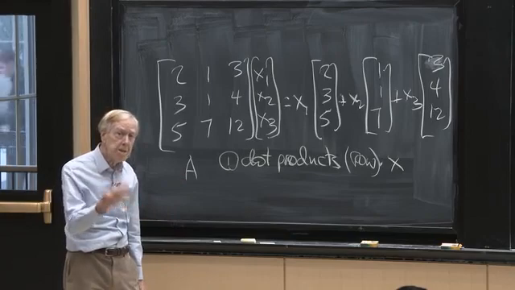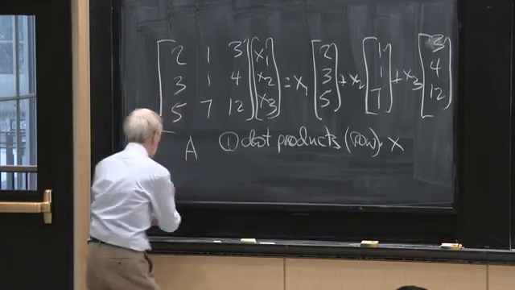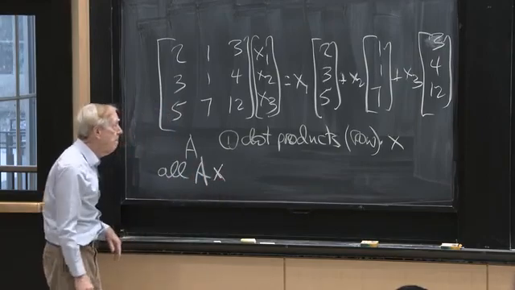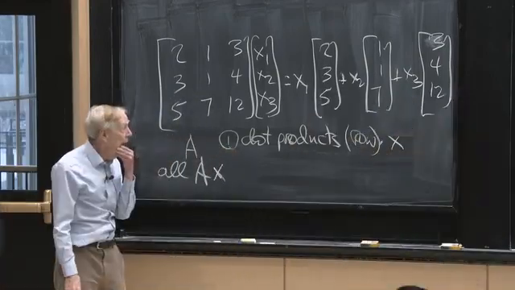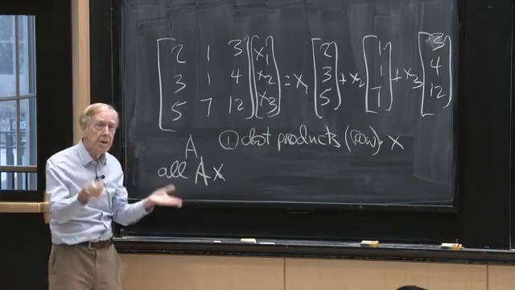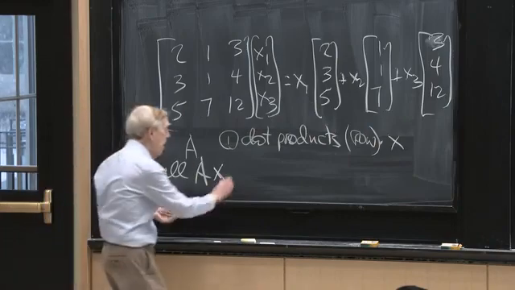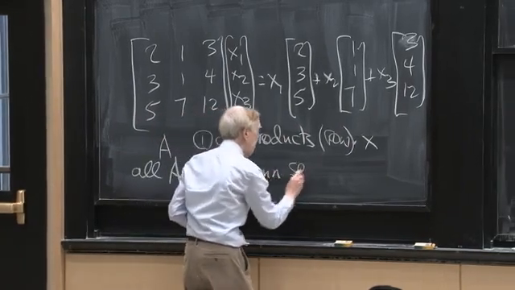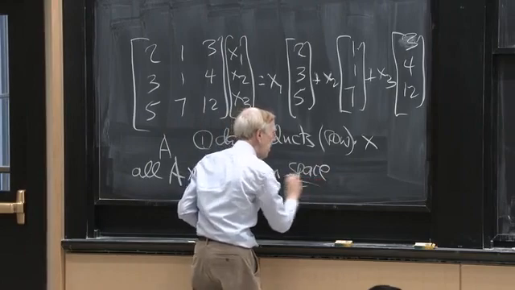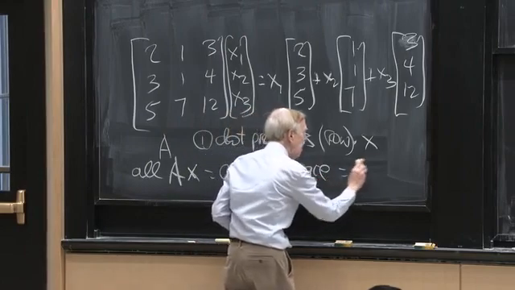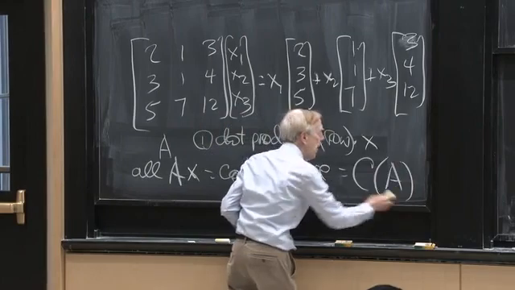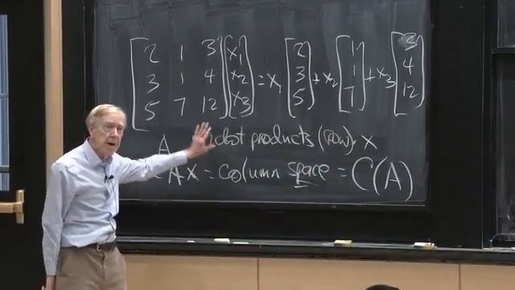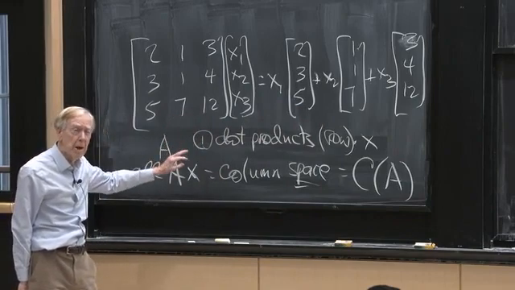I'm taking all x's. So all Ax gives us a big bunch of vectors, and that collection of vectors is called the column space of A. It's a space, in other words. That's the key word there, the column space of A. And I'll just write it as C(A) when I need letters for it. Okay, so I'm going to ask you, what does this column space look like?